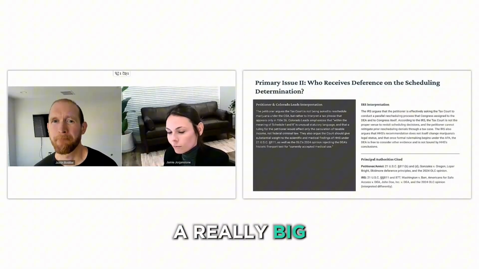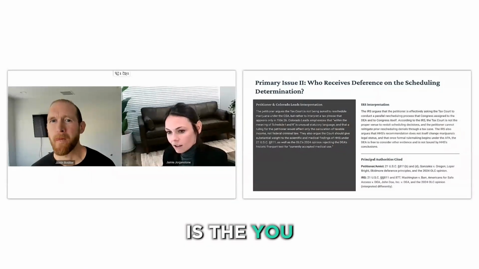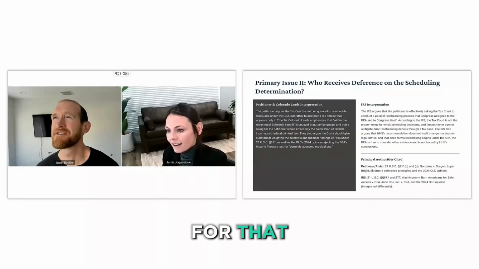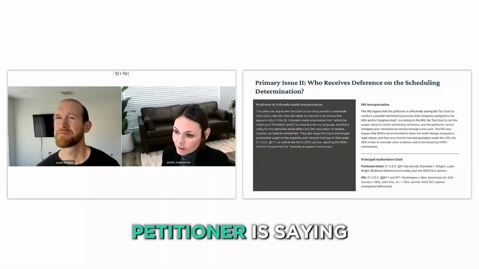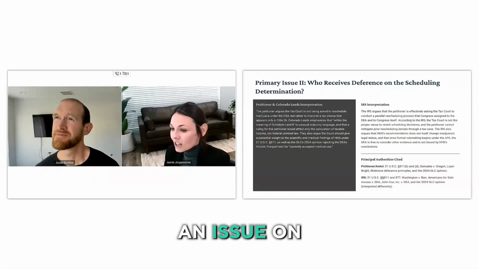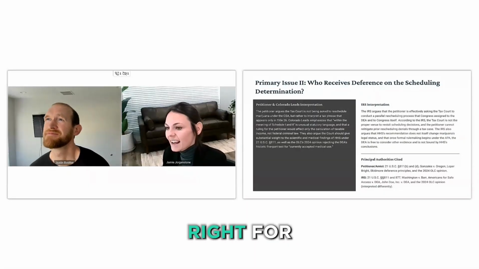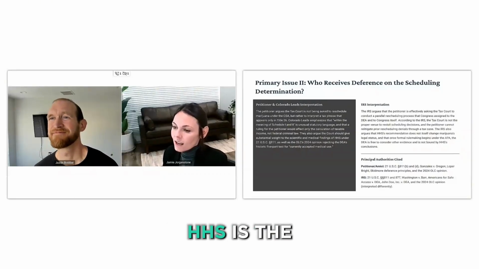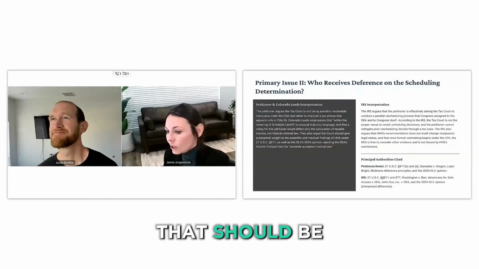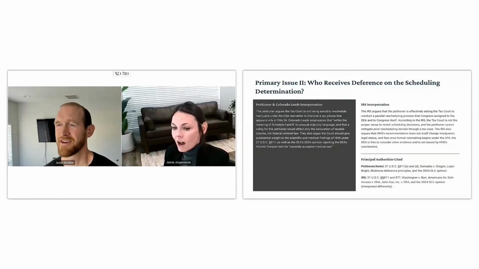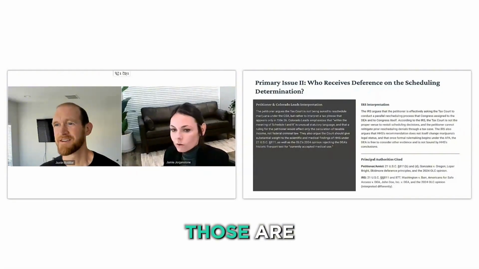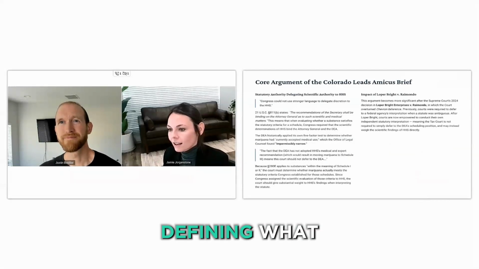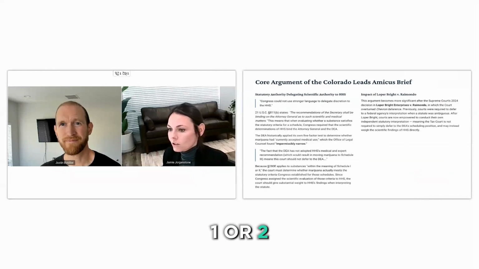And so there's a really big issue here. The IRS is saying that because the DEA is responsible for that, the DEA has deference. And then the petitioner is saying that since this is an issue on the criteria for Schedule 1 and 2, this is a medical and scientific issue, and the HHS is the one that should be deferred to. It's so important to understand both of those because that's how each party is defining what within the meaning of a Schedule 1 or 2 substance means.